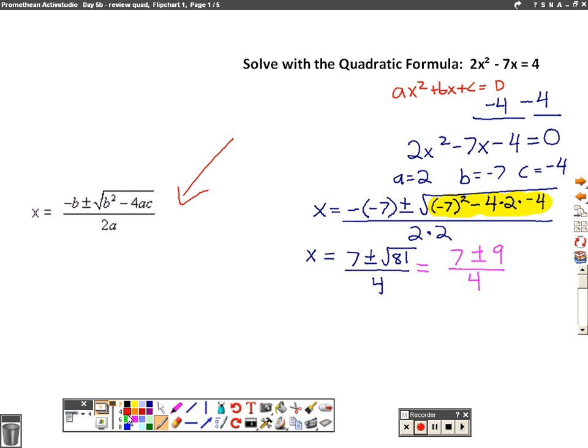And at this point we're going to split it up because we have this plus or minus and we really need two answers. So we're going to have x equals 7 plus 9 divided by 4. Well, 7 plus 9 is 16. And 16 divided by 4 is 4. And then we're going to do minus. So x equals 7 minus 9 divided by 4.